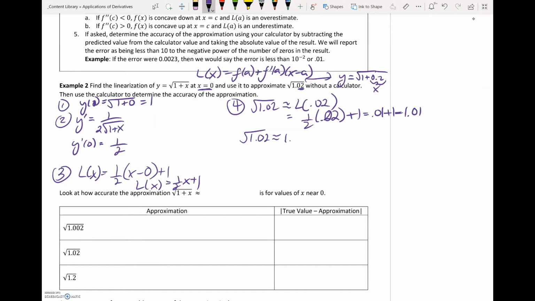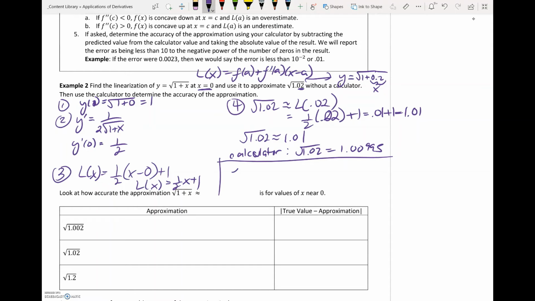Now we can also compare this answer to the calculator. So if you put this into the calculator, it's going to get you 1.00995, and there's more decimal places after that. But if you compare our answers, it's pretty close, especially when we're just approximating.